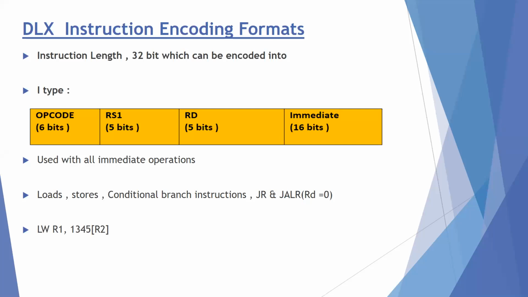Very good. So right now, the 1345 part has already been encoded into 16 bits here. And the R2 is encoded as 5 bits here. The destination register is R1, which is encoded here into 5 bits. I hope this is clear now. You just need to remember this because while we will be doing the pipelining, you will come to know what clashes with what. So that time you need to remember this.